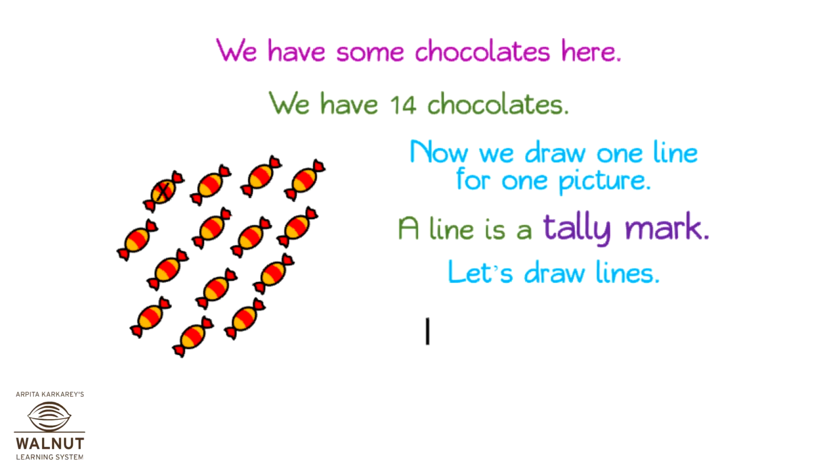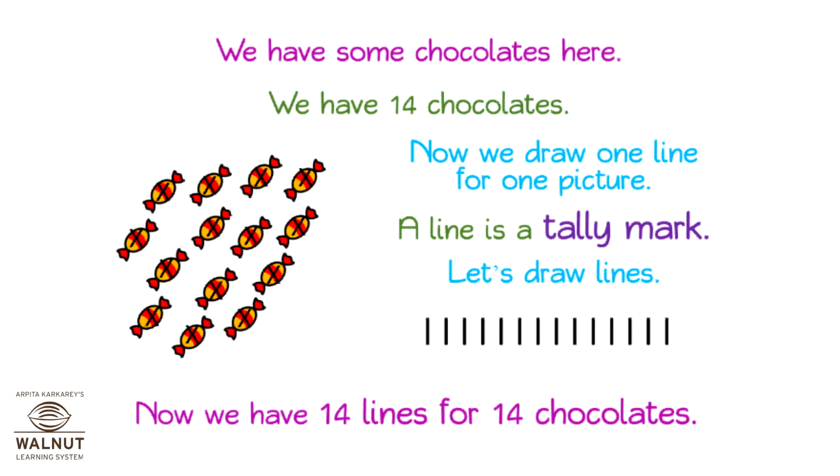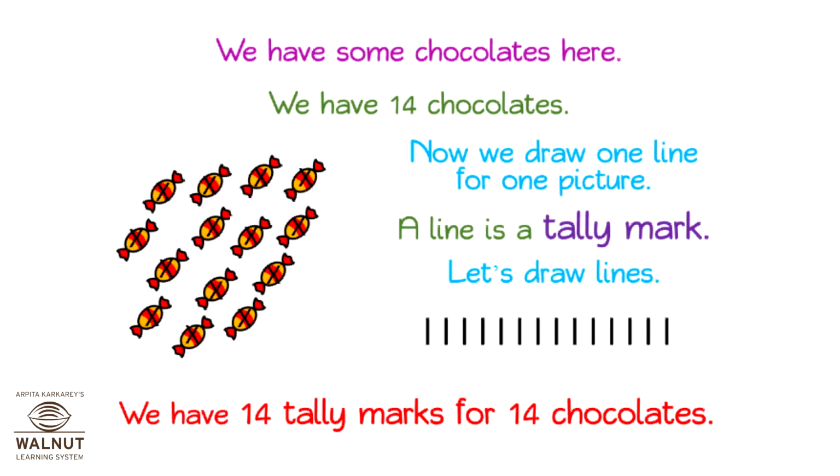1, 2, 3, 4, 5, 6, 7, 8, 9, 10, 11, 12, 13, 14. Now we have 14 lines for 14 chocolates. We have 14 tally marks for 14 chocolates.